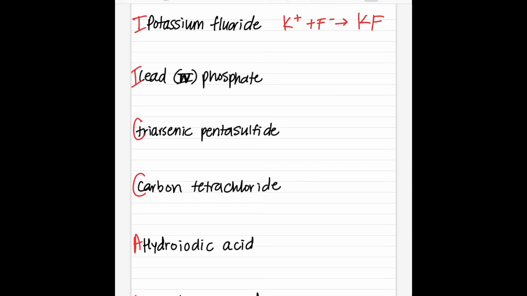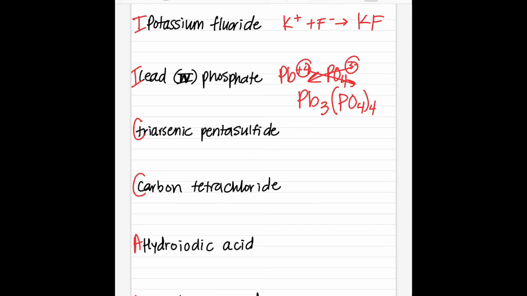The next one, lead 4. That tells you which lead you're using, lead plus 4. And then phosphate is on the back side of your periodic table, and phosphate is PO4 minus 2, I think, minus 3. So all you do now is cross and go down. You get Pb3(PO4)4.